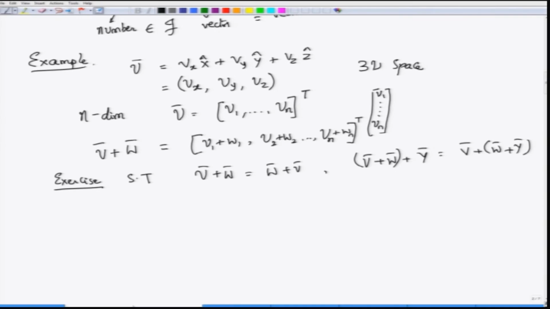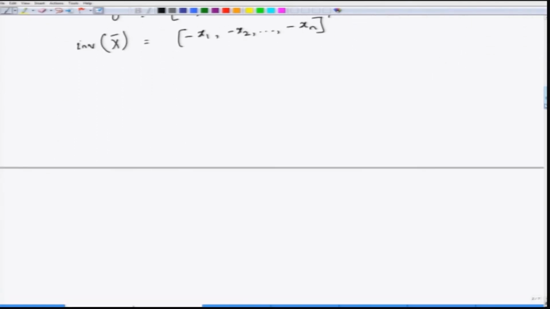What would be the null vector in this case? A null vector will be a vector which consists of zeros, n zeros will be the null vector. And what would be the additive inverse of a vector x? The additive inverse, which we can call as inverse of x, will be minus x1, minus x2 and so on all the way up to minus xn. Sorry, there is a transpose here, for all these vectors, because I am assuming all vectors as column vectors. Okay. So, this is an example of a straightforward generalization of 3 dimension to n dimension.